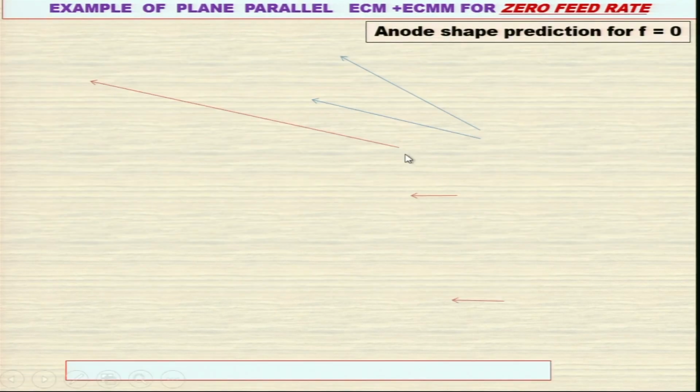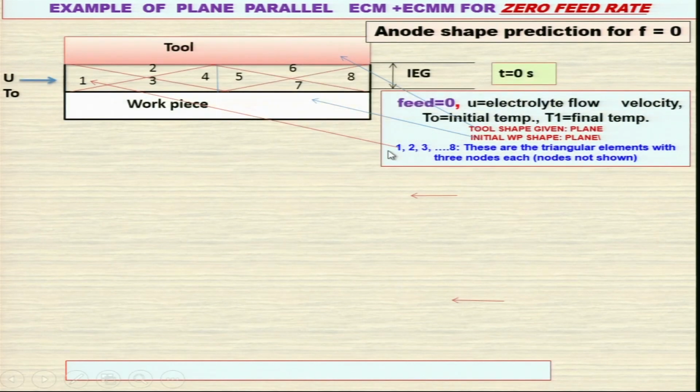Example of plain parallel ECM and ECMM for 0 feed rate, anode shape prediction for f equal to 0, that is, feed rate is 0. Now, this is the tool, this is the workpiece, and this is the discretization of the inter-electrode gap into different elements like 1, 2, 3, 4, 5. These are the triangular elements. u is the velocity of the electrolyte going in, T0 is the temperature of the electrolyte. This is the inter-electrode gap, that is the gap between the tool and the workpiece. At 0 seconds, this is the status of the tool and workpiece. You can see the tool shape given is plane, the initial workpiece shape is plane, and these are the triangular elements with 3 nodes each. You can see this is one element: node 1, node 2, node 3. So each element has 3 nodes.